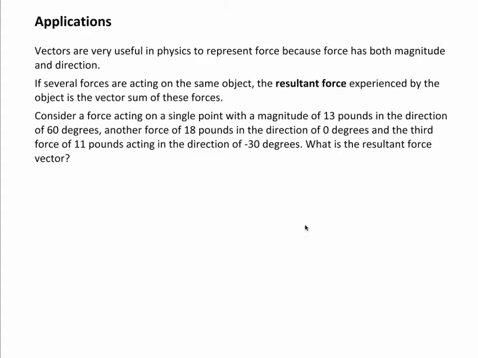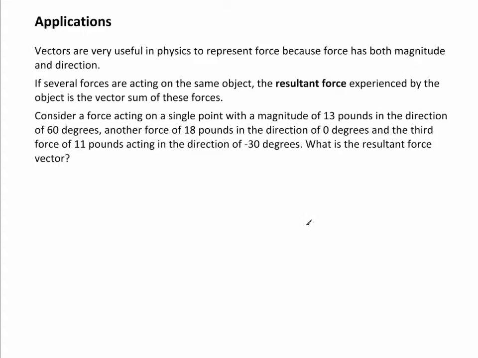Now consider a force acting on a single point with a magnitude of 13 pounds and the direction of 60 degrees, and another force of 18 pounds in the direction of 0 degrees. And let's have a third one, with a force of 11 pounds acting in the direction of negative 30 degrees. So what's the resultant force vector? In other words, with all these three forces pulling on this object at different directions, what force is experienced by the object?